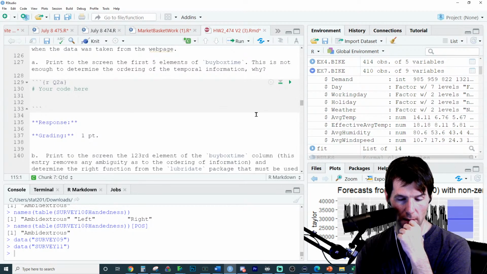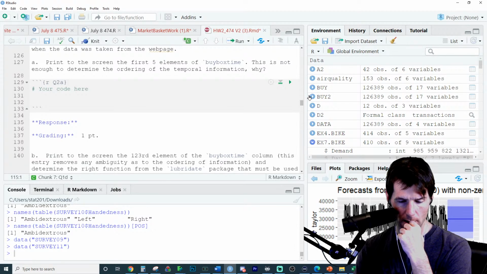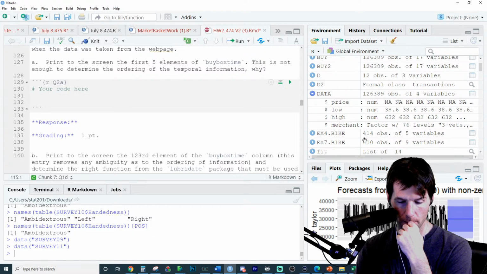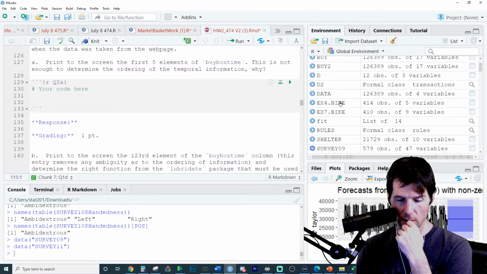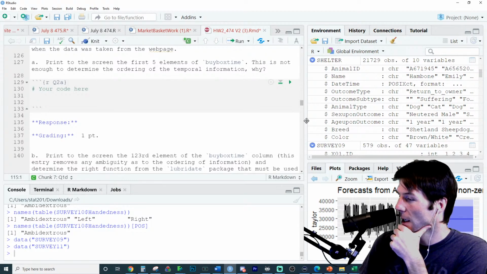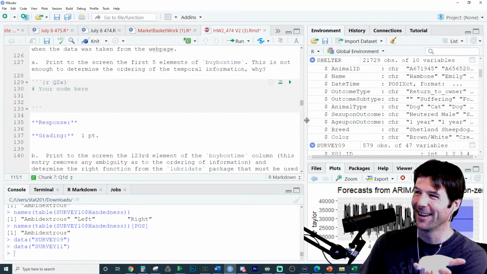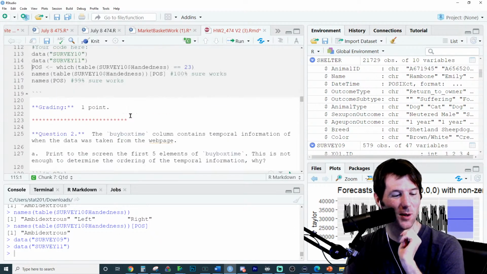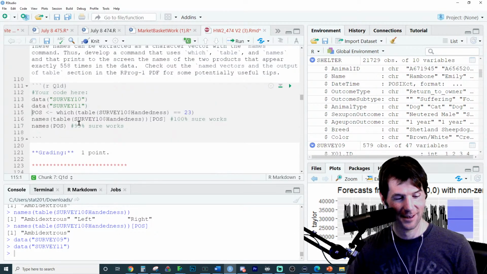Let's use EX7 bike. Nah, I don't use the bike data set. What's in data? Merchant. Good. Is this one we're using? Let's go to the shelter data set, actually. Ooh, that's not good. Data's not formatted. I just checked it too. It works. There you go.